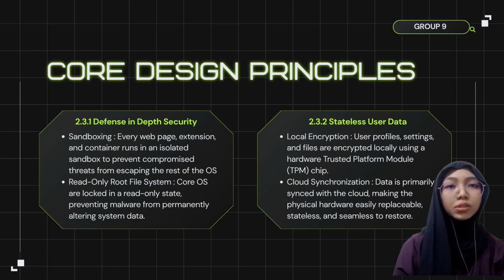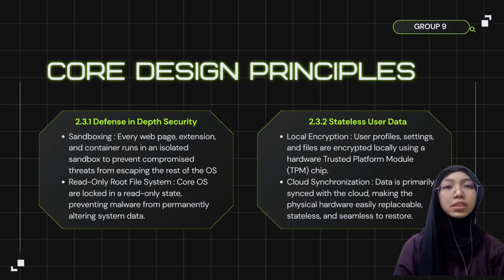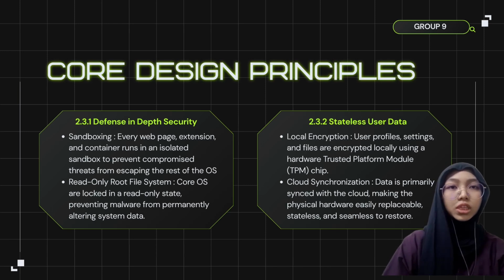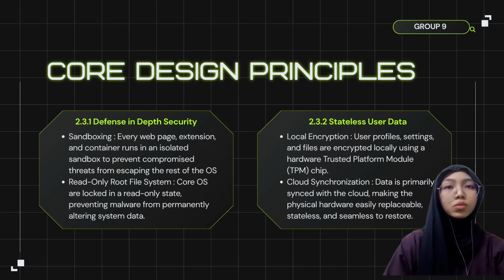Second, stateless user data. This separates your data from the physical machine. For example, local encryption. Anything saved on the device is heavily encrypted using a hardware TPM chip. And next is cloud synchronization, because your data is instantly synced to the cloud. The laptop itself is stateless. If your Chromebook gets run over by a truck, your data isn't lost, you just log into a new one and your entire profile is restored in seconds.